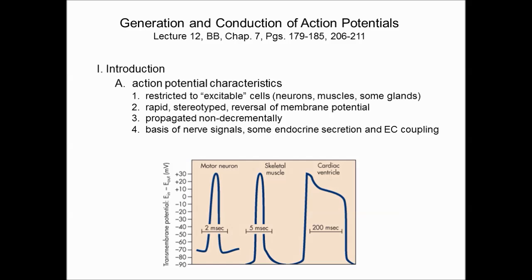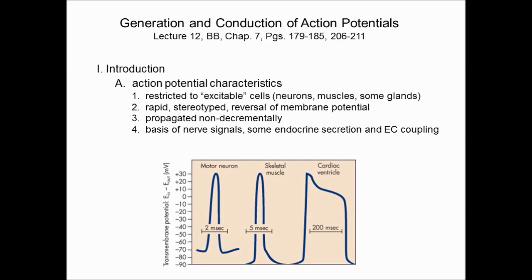Okay, today we're going to talk about action potentials, both where they come from and how they're conducted. This material is from the first part of chapter 7 and also the last part. The part in between, between 185 and 206, is mostly on architecture of channels. You can read it. It's cool stuff, what drugs affect what channel and so forth. But we'll be picking it up at various times in the class.